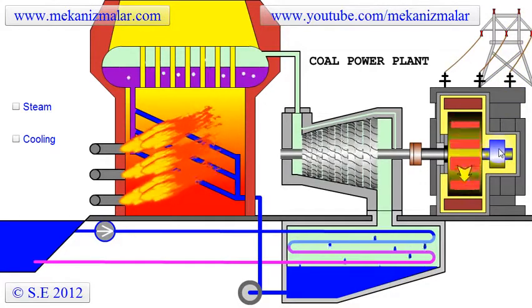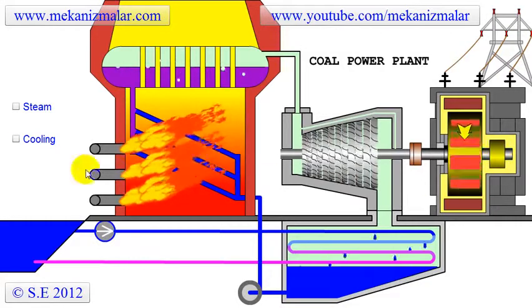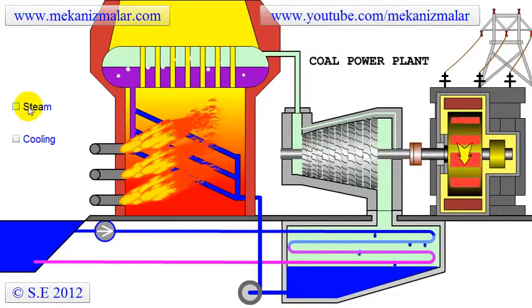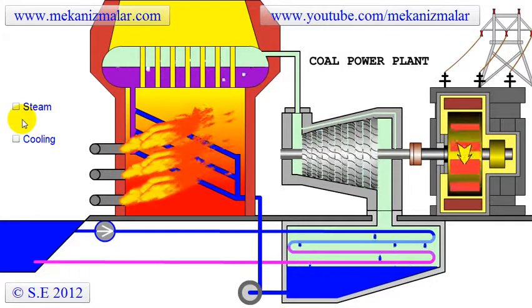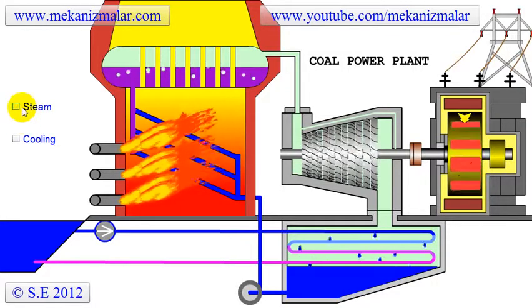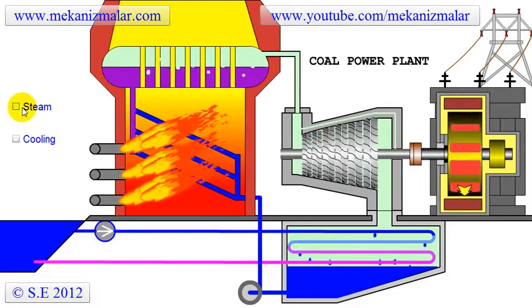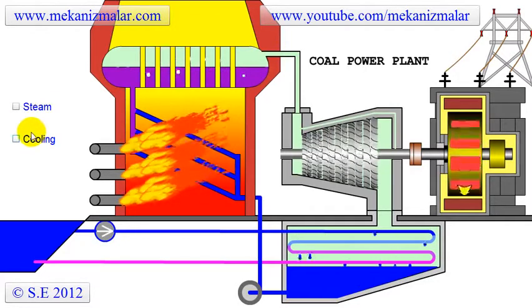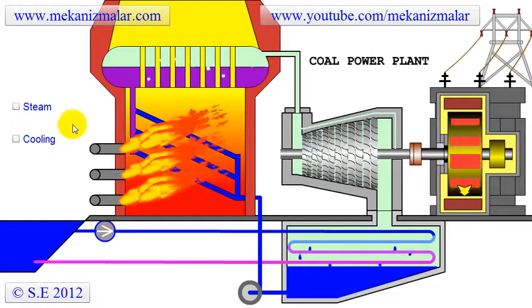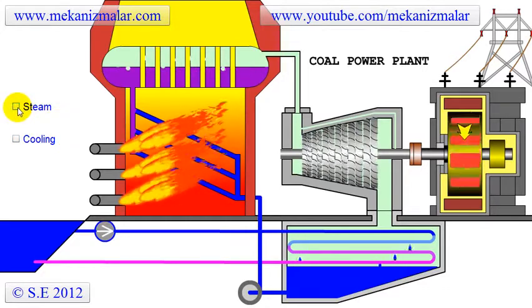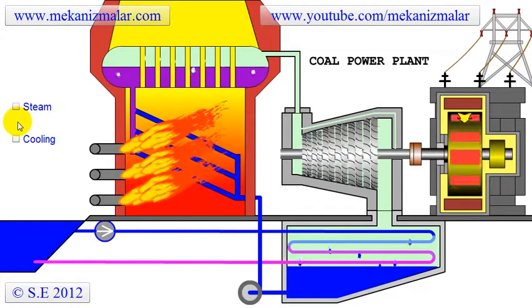There are two major water cycles in any power plant, whether it is a coal, nuclear, or a gas power plant. The first is the closed-loop power-producing water cycle, which we call the steam cycle. The second is the open-loop cooling water cycle. No thermal power plant can operate without these two cycles.